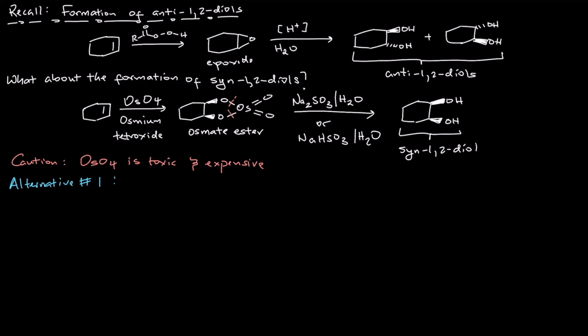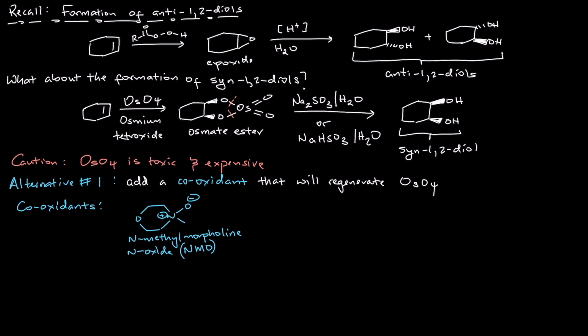So the first alternative to this particular reaction that we're going to learn is to add a co-oxidant that will regenerate osmium tetroxide as it is consumed during the reaction. The common co-oxidants are N-methylmorpholine N-oxide, otherwise known as NMO. So it's a six-membered ring with an oxygen and nitrogen in a 1,4 position in respect to the ring. And on the nitrogen, you have an oxygen bonded to it as well as a methyl group. So its short form is NMO. Or you can use tert-butyl hydroperoxide as another co-oxidant in this particular reaction.